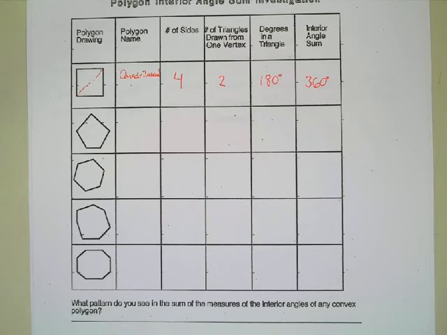And how many triangles were in the 6-sided shape? 4. So what can we do though? If I say 6-sided shape, how could you quickly tell me how many triangles there are? So we take the number of sides, subtract 2, and then what do we do? Multiply that answer by 180, right? Looks good.